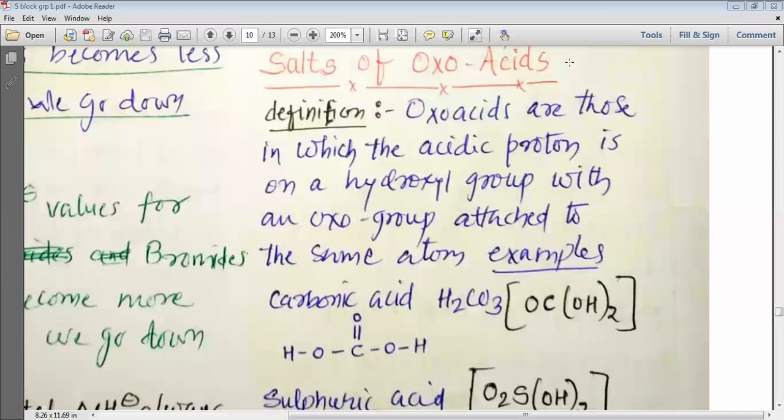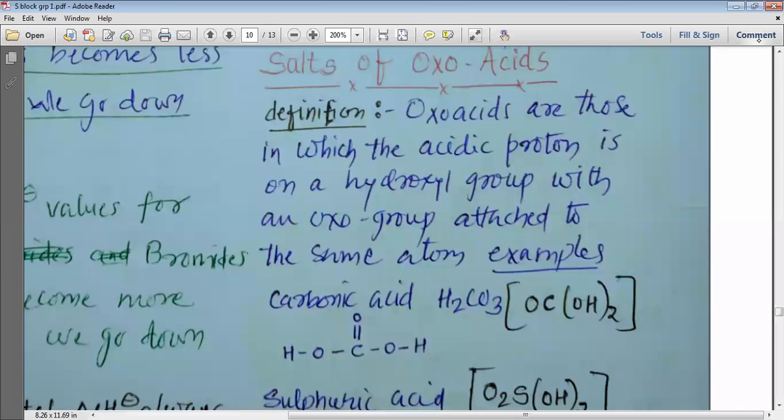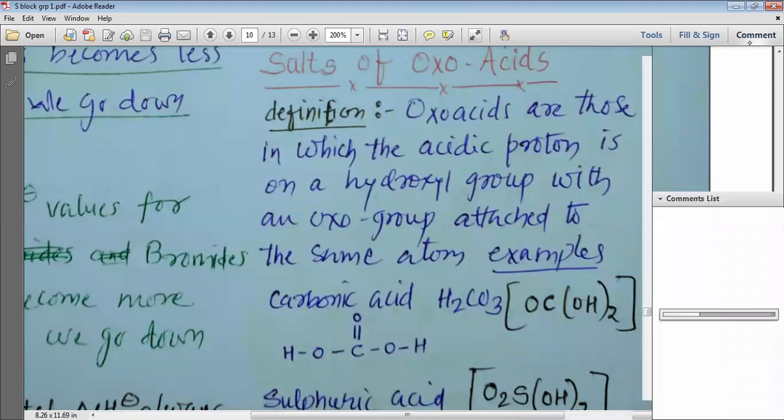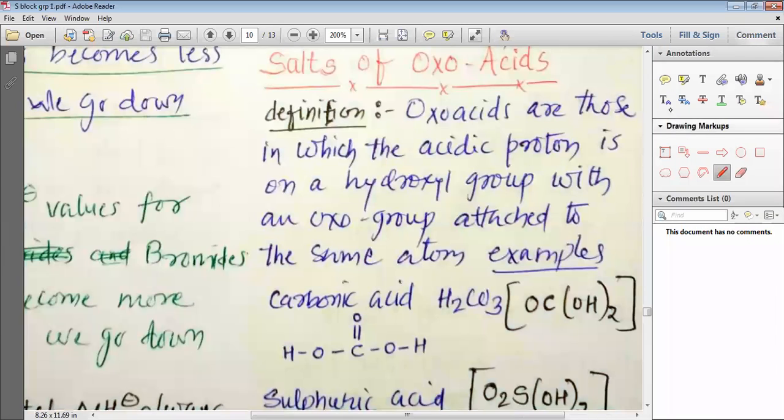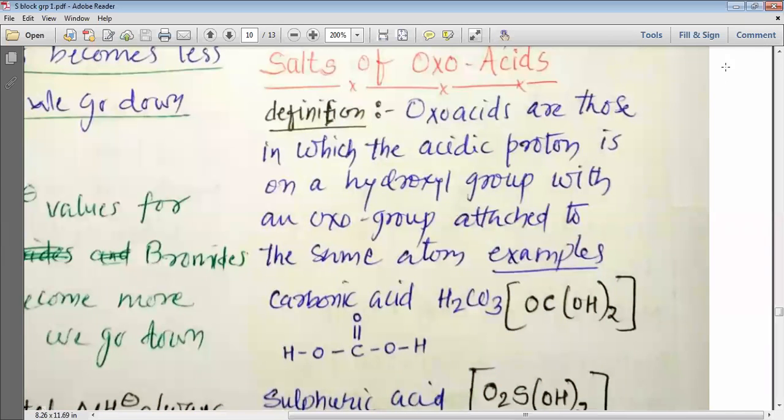Revision, let's move forward and understand the various salts of the oxoacids. So let's understand about the salts of the oxoacids.